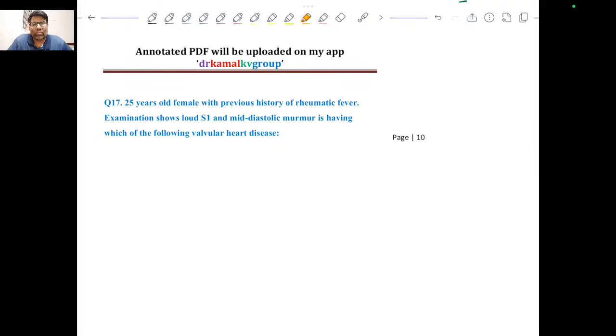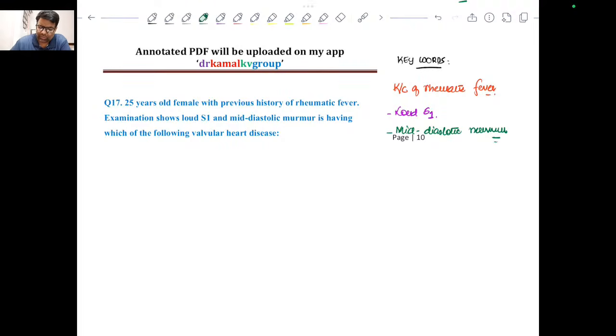What is the valvular heart disease? Now I think this is one of the easiest questions and also most important topics which we see in the exam. So let us write the keywords here. It's a known case of rheumatic fever. Now what is she having? She is having loud S1 and mid diastolic murmur, right? So these are the keywords which are given to you.